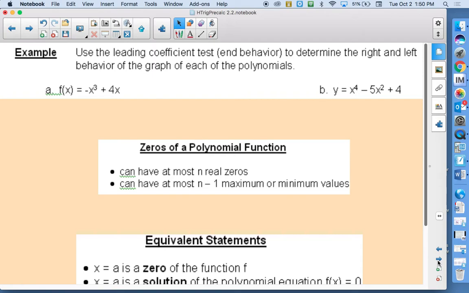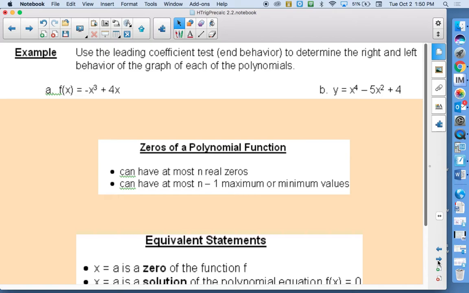So if you look at the top example in the next page, this is similar to a handful of homework problems for tonight. It says use the leading coefficient test, which we also say is end behavior, to determine the left and the right, or the right and the left behavior of the graph of each polynomial. So leading coefficient is looking at the largest power and the number in front of it.